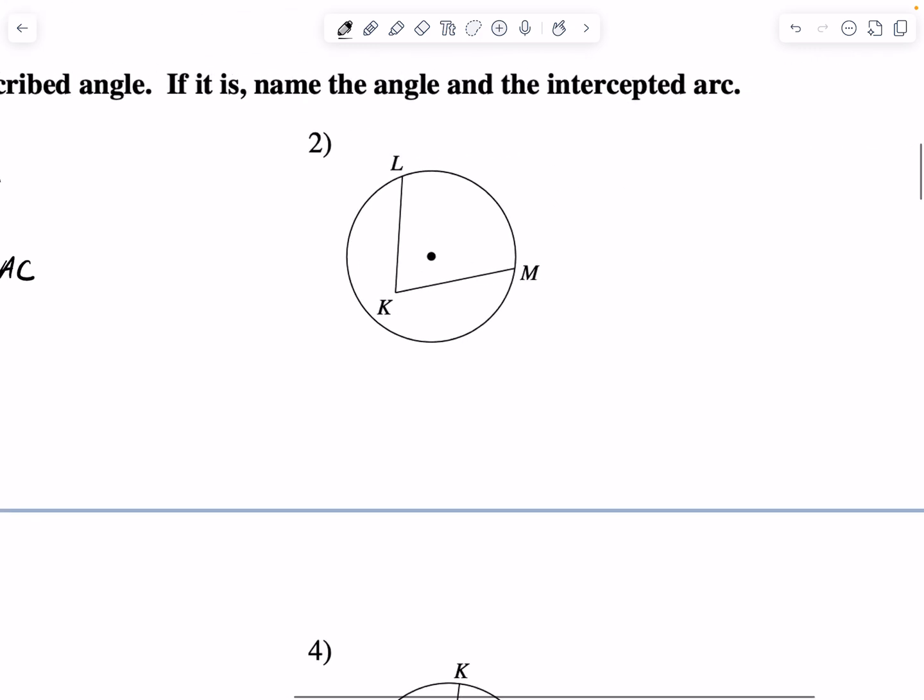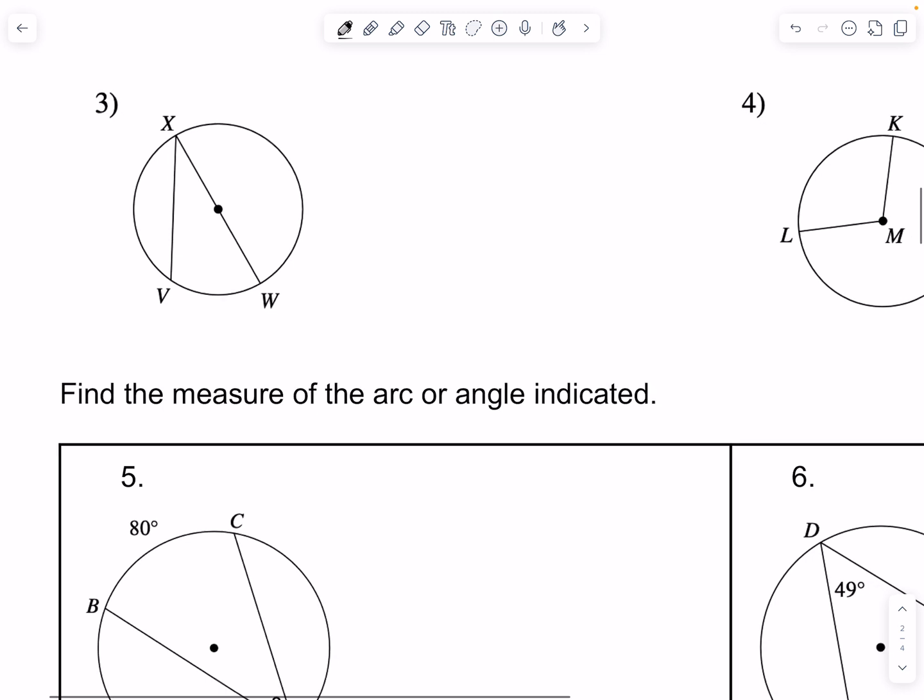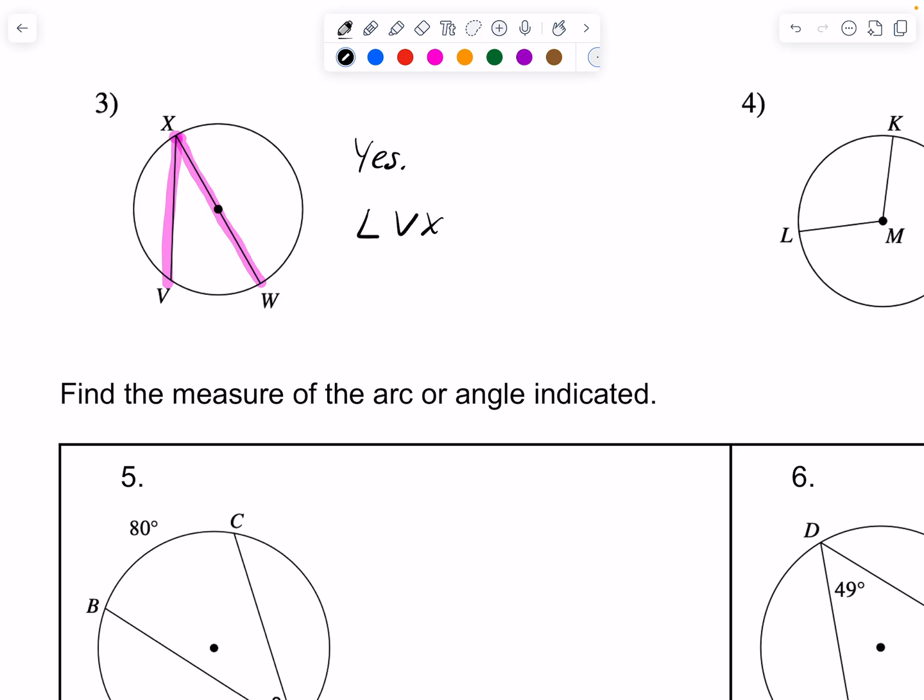Number 2, first thing I notice is the vertex K is not on the circle. It is inside the circle. So this is not an inscribed angle. Okay, number 3. Again, when I look here, I see we have that X is on the circle. We have those 2 chords making the rest of the angle. So yes, it is an inscribed angle. And this is angle VXW.